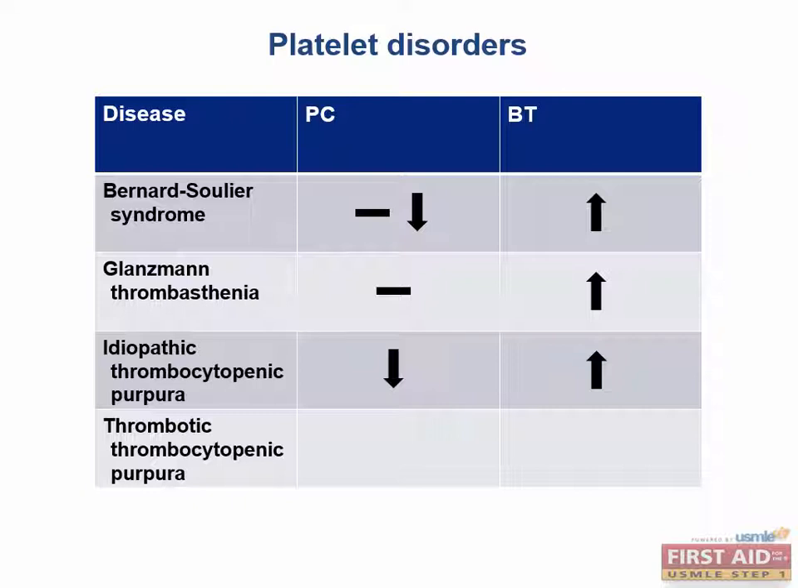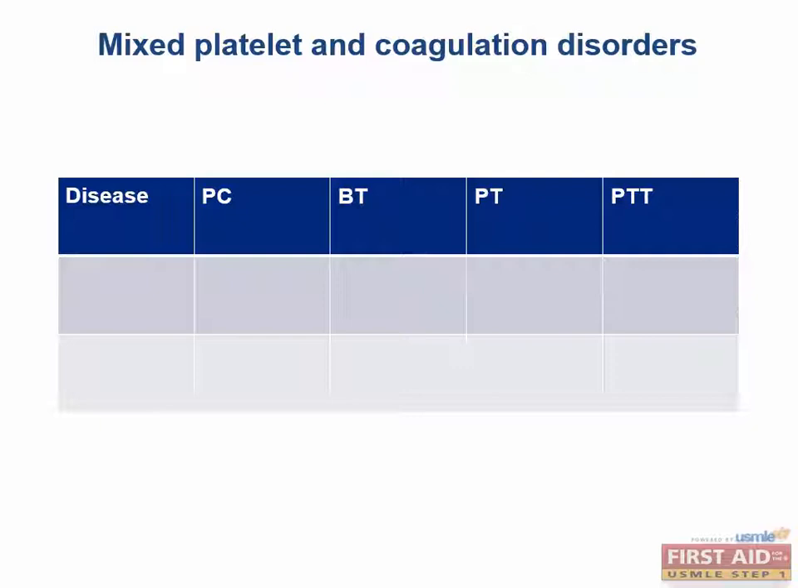So what would you expect to see in TTP for our platelet count and bleeding time labs? Well, these labs look similar to ITP, and then we have decreased platelet count and increased bleeding time. Now let's turn our attention to combined platelet and coagulation disorders. We've discussed all of these labs previously, and in the mixed disorders we'll see changes in all of them.